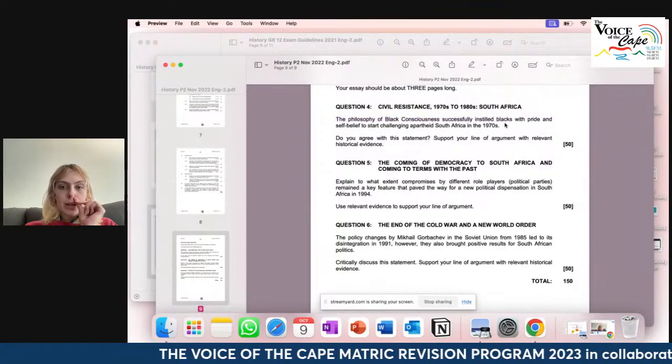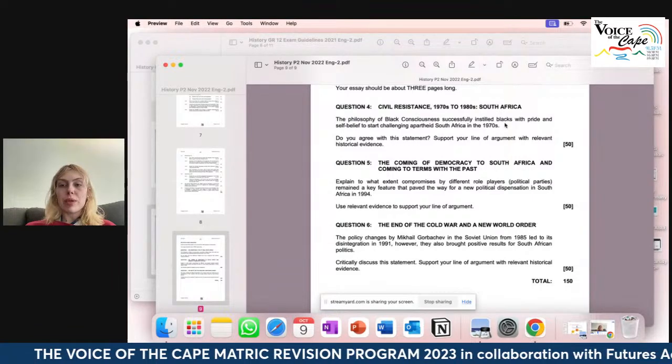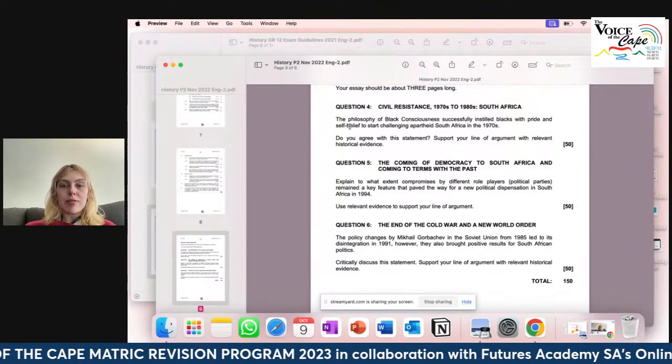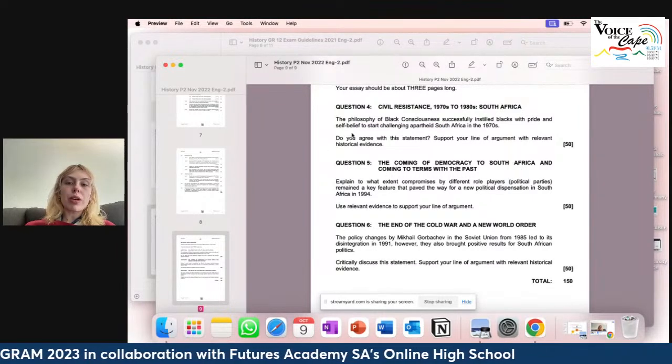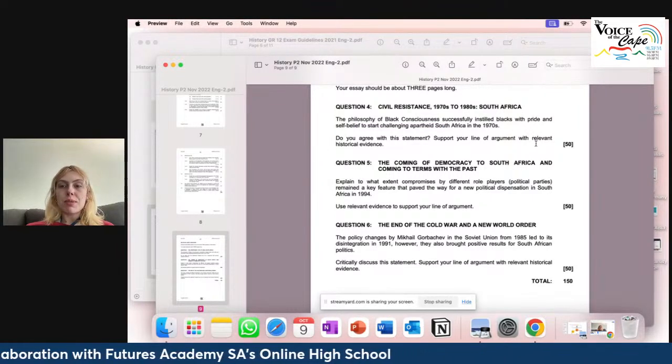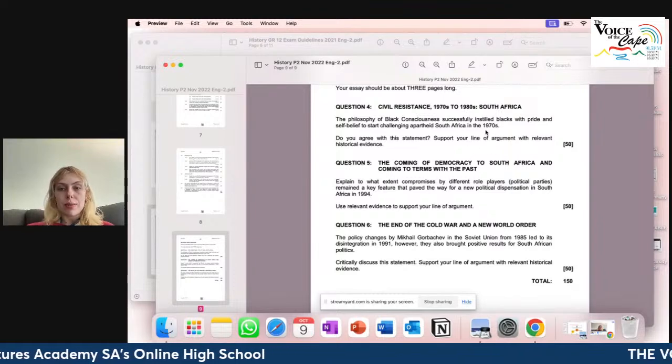So the philosophy of Black consciousness successfully instilled Black people with pride and self-belief to start challenging apartheid South Africa in the 1970s. Do you agree with the statement? Support your line of argument with relevant historical evidence.